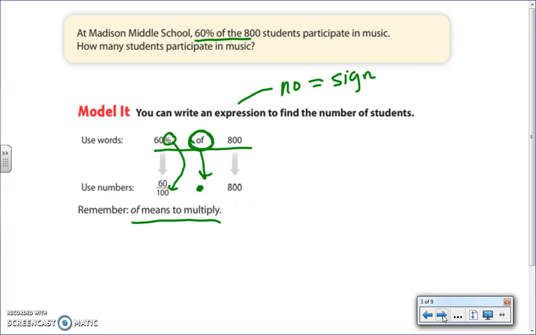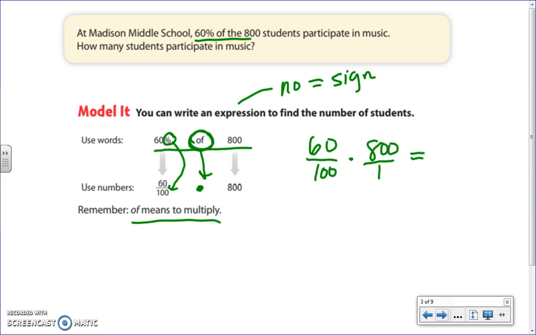If I were going to multiply it, 60 over 100 multiplied by 800, there's a couple ways to do this. I'm going to show you both ways. And we're going to do this again here in a minute, so you'll see it twice. One way is just by multiplying straight across, and that's fine to do. We don't cross multiply, that's for proportions. When we multiply fractions, we multiply straight across.